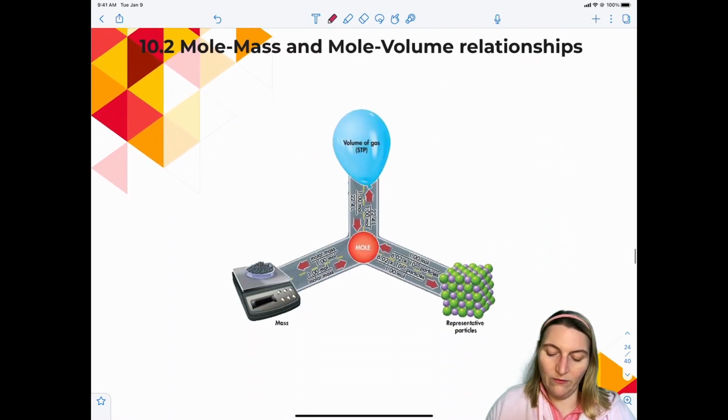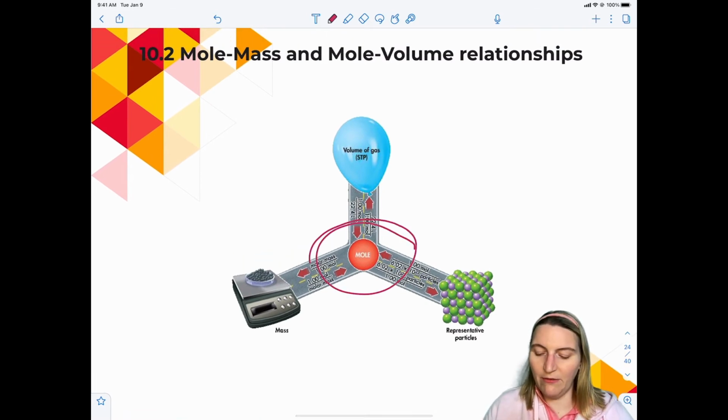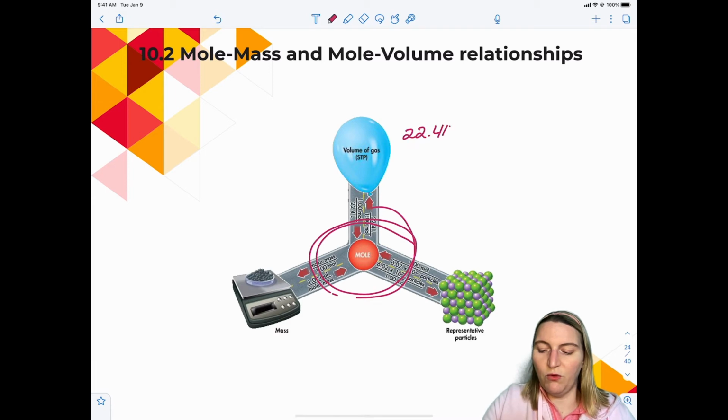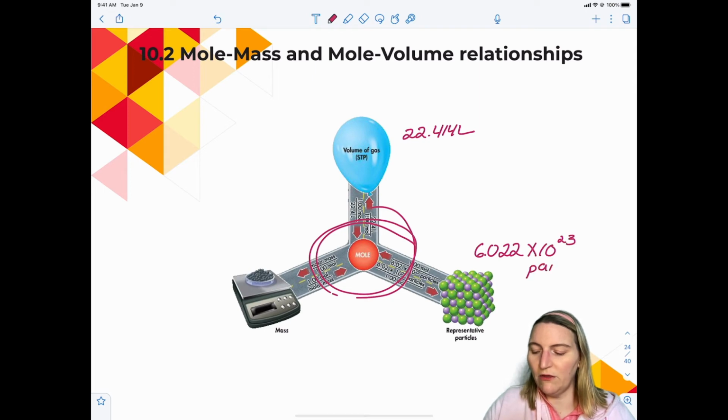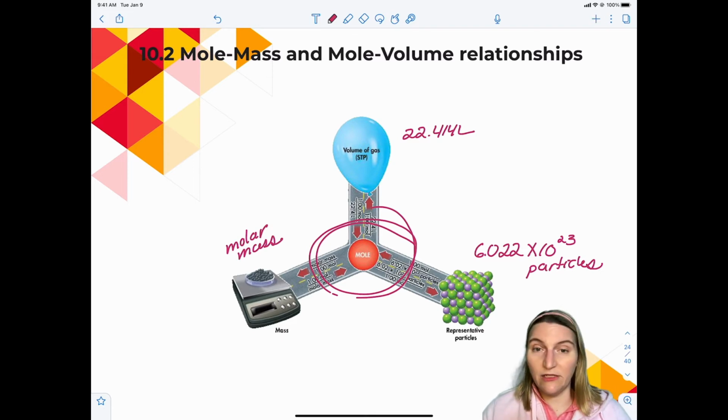Okay, now we could talk about putting all of these together, because what's tying them together is that they're all equal to 1 mole. I know that the volume of a gas at STP, 22.414 liters, is equal to 1 mole. I know Avogadro's number, 6.022 times 10 to the 23rd particles, is equal to 1 mole, and I know that the molar mass, and that will be dependent on each substance, is dependent on 1 mole.